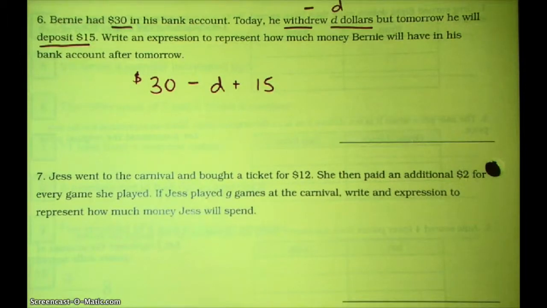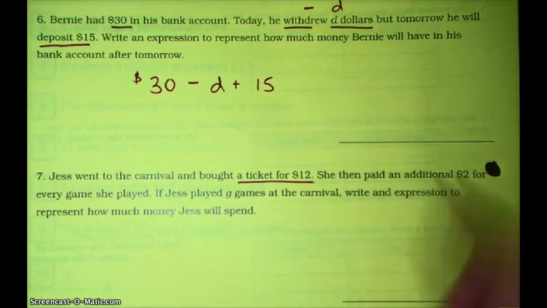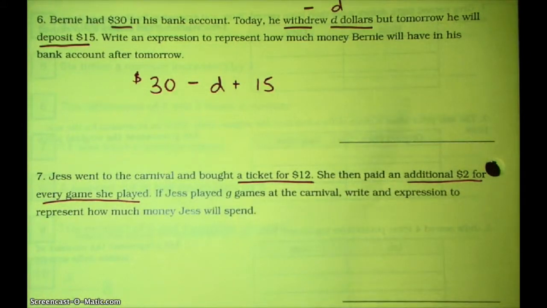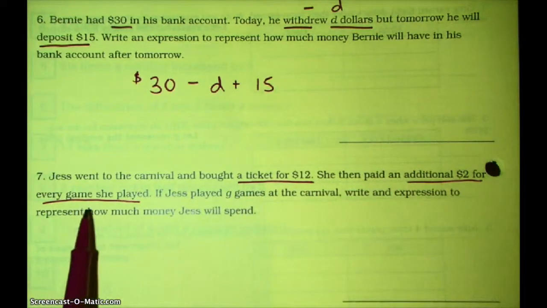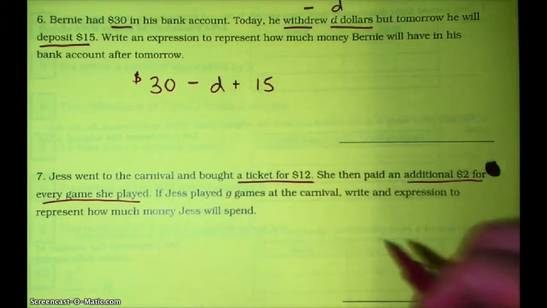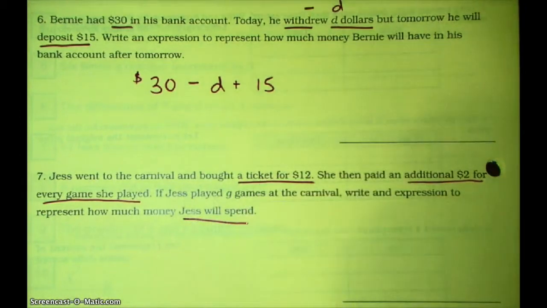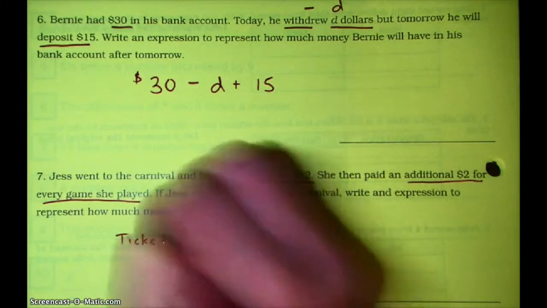It says, Jess went to the carnival and bought a ticket for $12. She then paid an additional $2 for every game she played. If Jess played G games at the carnival, write an expression to represent how much money Jess will spend. So in this particular situation, I want to sort of break this apart. It says Jess went to the carnival and bought a ticket, and then she paid money to buy games. So what it's asking me to do is figure out an expression to represent how much money Jess will spend in total. So the two things that she's buying is she's buying a ticket, and then she is playing games.